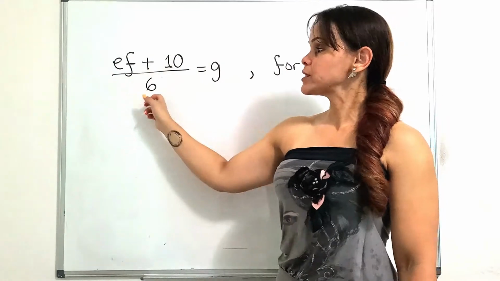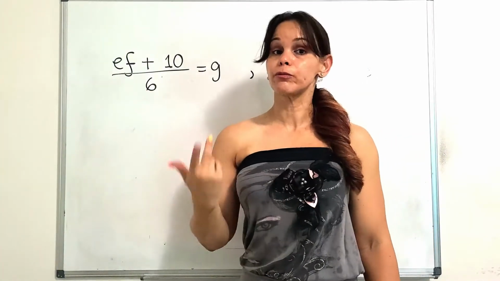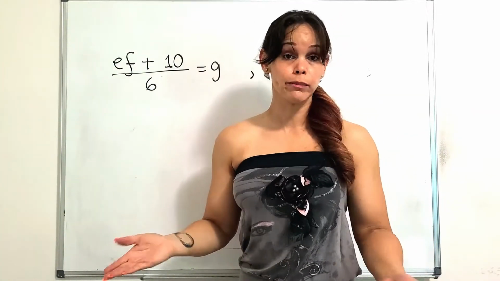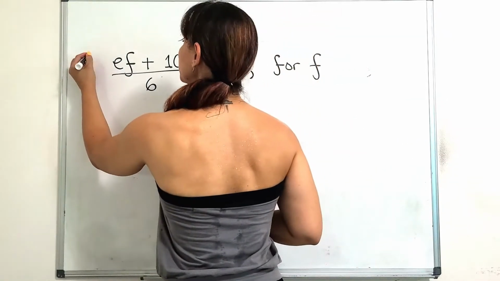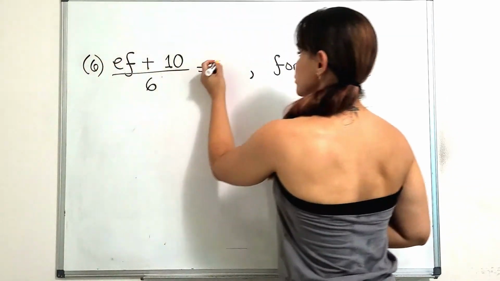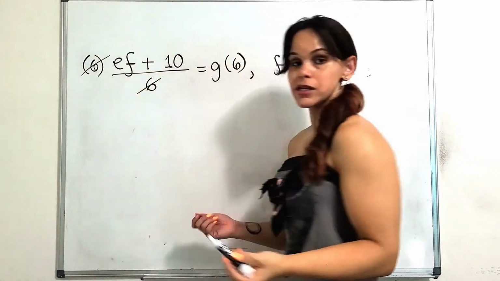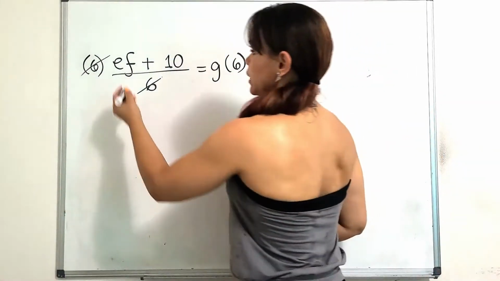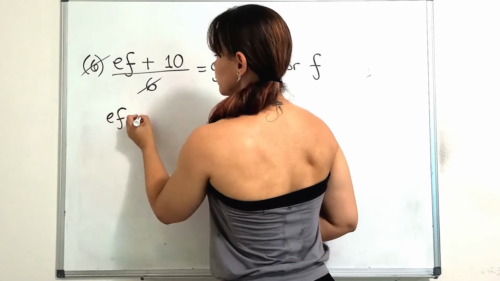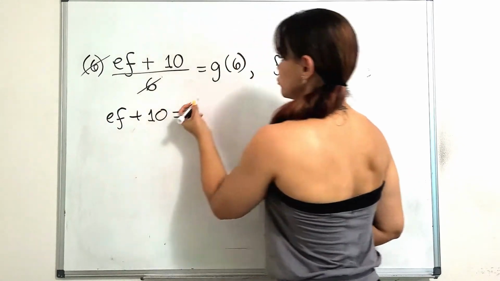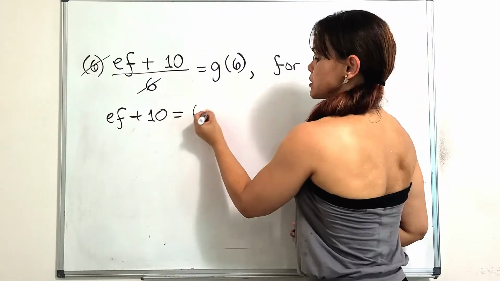So we have that it's divided by 6. What's the opposite of dividing by 6? We're going to be multiplying by 6. So we multiply by 6 here, and also by 6 here. On the left side, this cancels out because 6 divided by 6 is 1. And we're left with e f plus 10 equal to g times 6, which is the same as 6g.